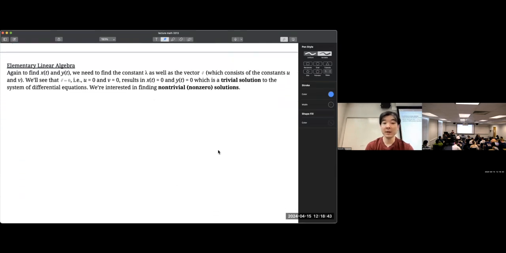So there's a section in the book called Elementary Linear Algebra. It's in our textbook, so you don't have to open a linear algebra textbook, although you can. But there is a section in there that reviews some linear algebra.